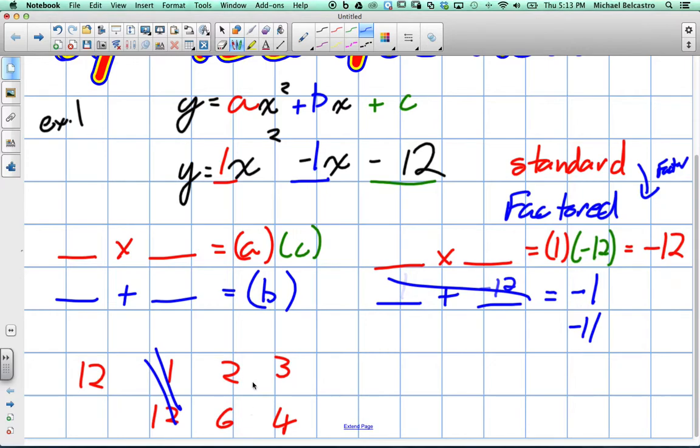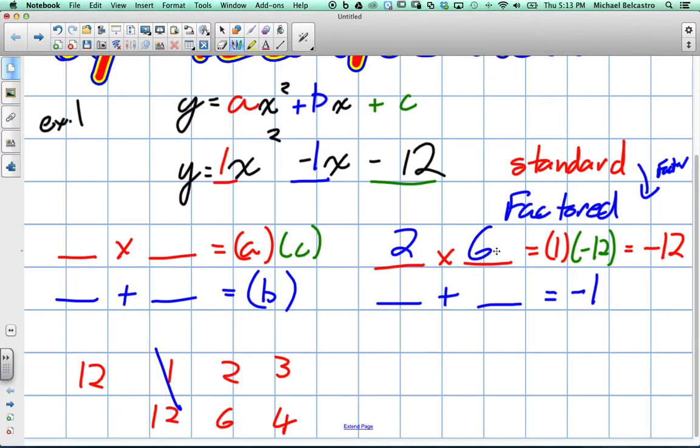What we're going to do is go through our sets of factors. I'll go a little quicker with the next one. 2 and 6. One will have to be negative. So negative 2 times 6 is negative 12. Negative 2 plus 6 is positive 4. So that didn't work. Let's try the negative with the other number. 2 times negative 6 is still negative 12. 2 plus negative 6 is negative 4. Again, that set didn't work. So we're only left with one set here.